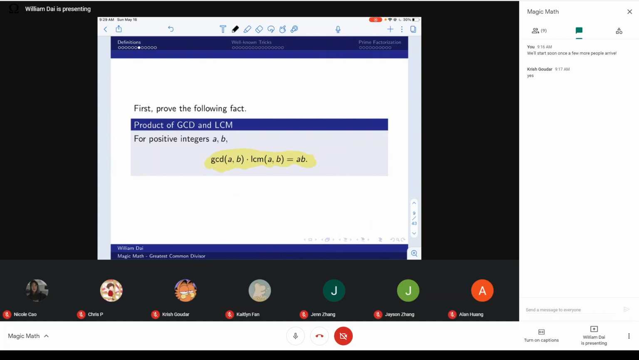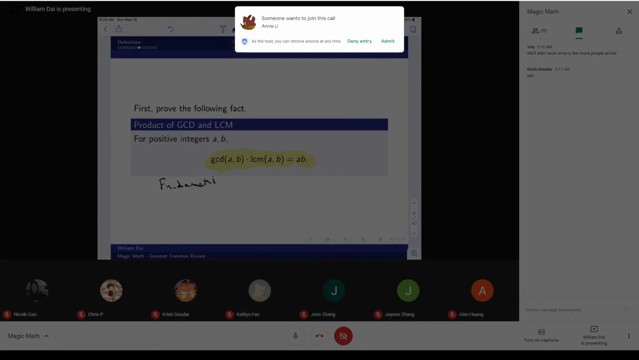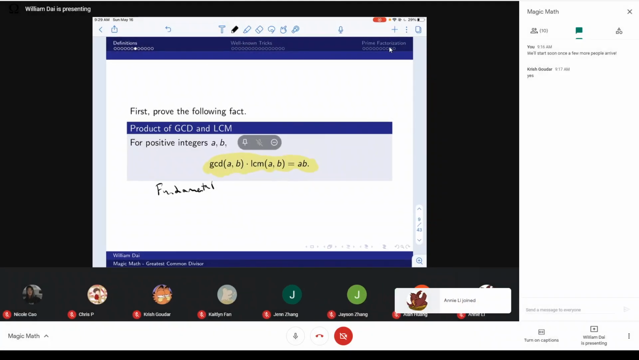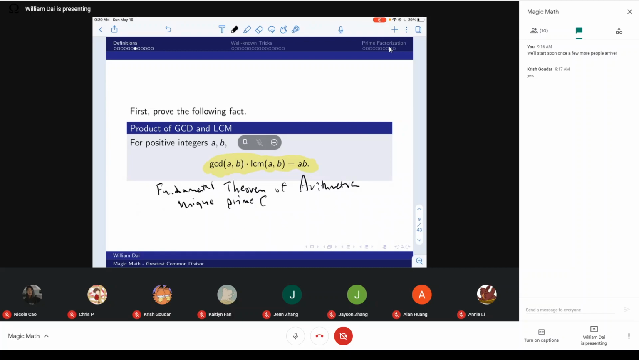Okay, so I'm going to use something we'll go over more in depth later, which is the fundamental theorem of arithmetic. So we can prime factorize. It says there's a unique prime factorization for each positive integer. Hopefully you already know about prime factorization, because we're going to basically skip over how you actually prime factorize here.